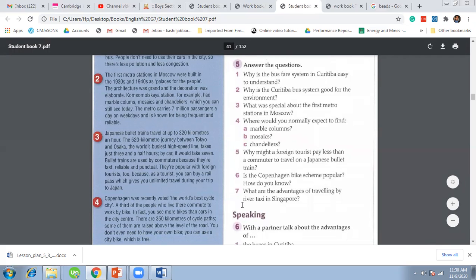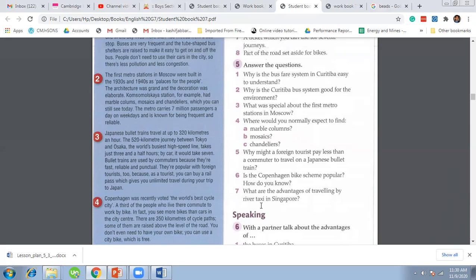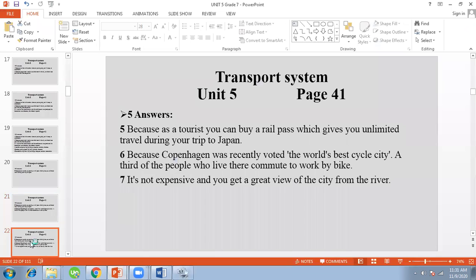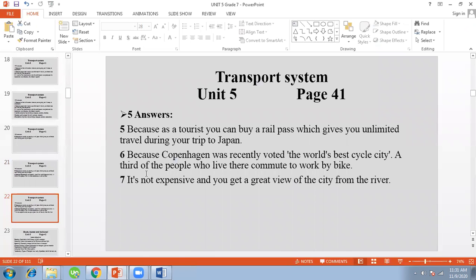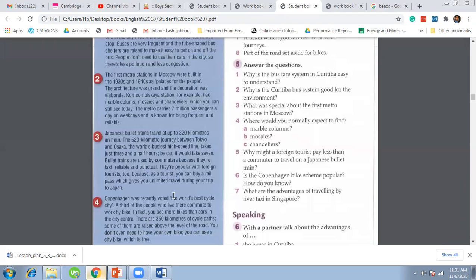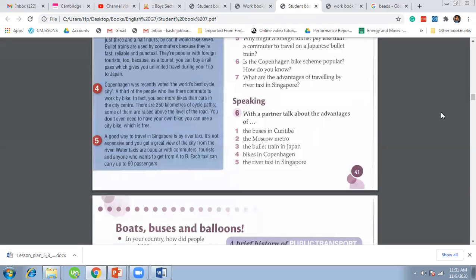Number 7, what are the advantages of traveling by river taxi in Singapore? The advantages are that it's not so expensive and you get a great view of the city from the river. That's an advantage of using the river taxis in Singapore. All right, that's it. Then see the question number 6.